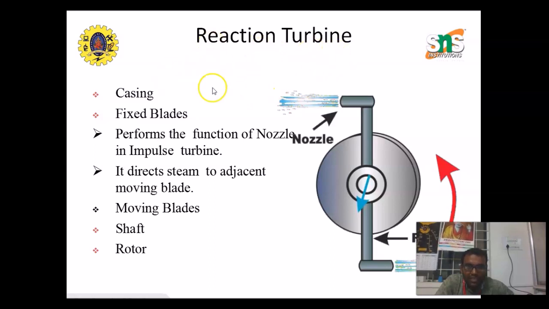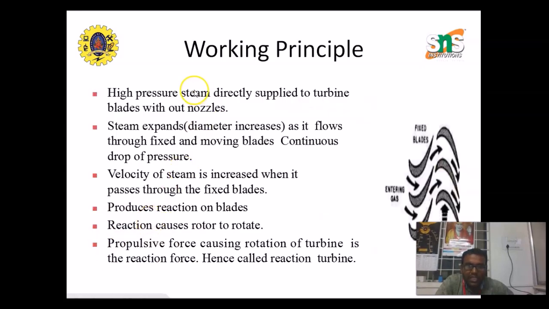Next one is the reaction turbine. This is the casing. The fixed blade performs the function of the nozzle in the impulse turbine. It directs the steam to the adjacent moving blade, the shaft, the rotor. In the case of a reaction turbine, high pressure steam is directly supplied to the turbine blades without a nozzle. Here the steam expands as it flows through fixed and moving blades.